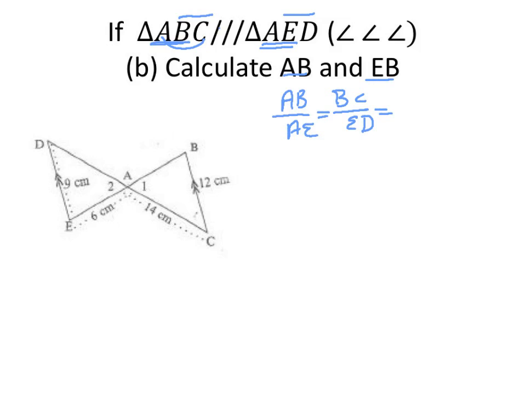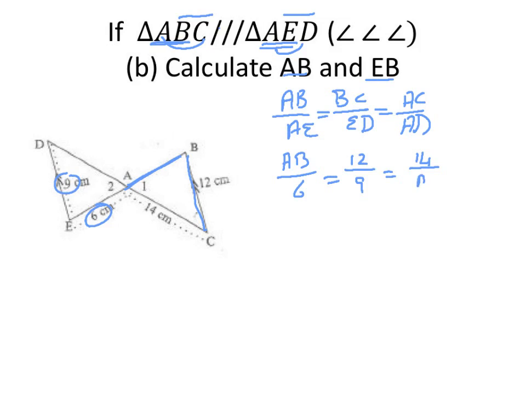Sorry, just froze there. AC over AD. Remember, I'm looking for the length here of this one there. So I go and fill in what I have. I don't have AB, that's what we're looking for. I do have AE, and I've got BC, that they tell me is 12, and ED, they tell me is 9. And I've got AC is 14, and AD I still don't have.